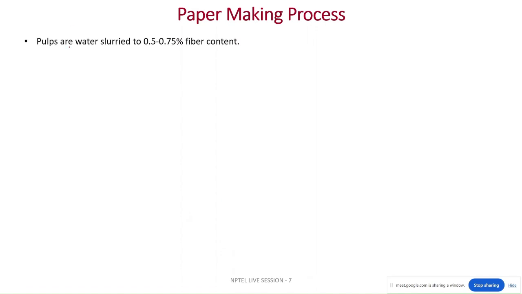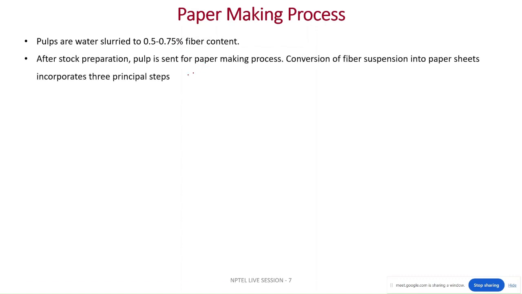So the pulps which are being prepared are water slurries. It has a fiber content of 0.5 to 0.75%. So this much watery product is pulp, and we need to make a sheet of fiber from the pulp. So it requires a special arrangement or special equipment for that. After the stock preparation, pulp is sent for the paper making process, the conversion of the fiber suspension into paper sheets.